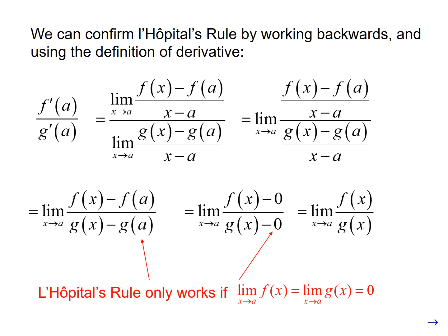But notice the key for this to work was we had to have that the limit as x goes to a of f and the limit as x goes to a of g are equal to 0. Otherwise, this proof wouldn't work.